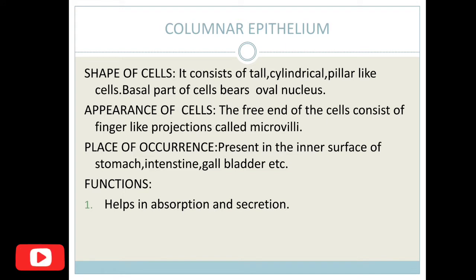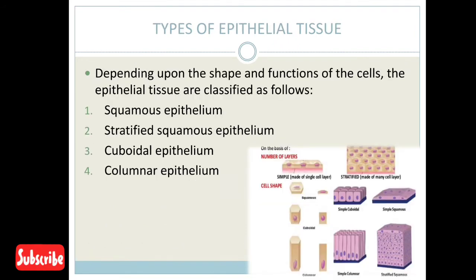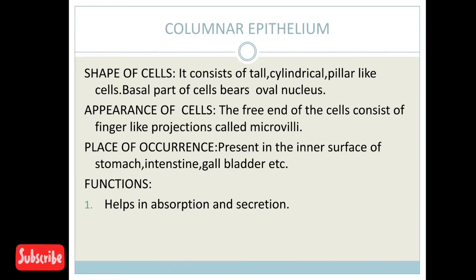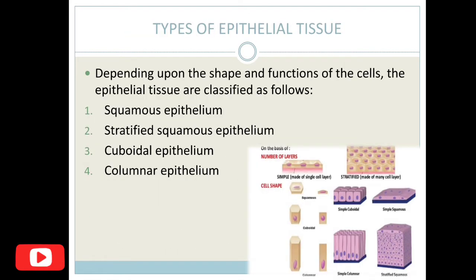The next type of tissue is the columnar epithelium. You can see in the picture the columnar epithelium cells. The shape of these cells is cylindrical, pillar like, and the base part of the cells bears the oval nucleus. You can see here in the picture how it is.